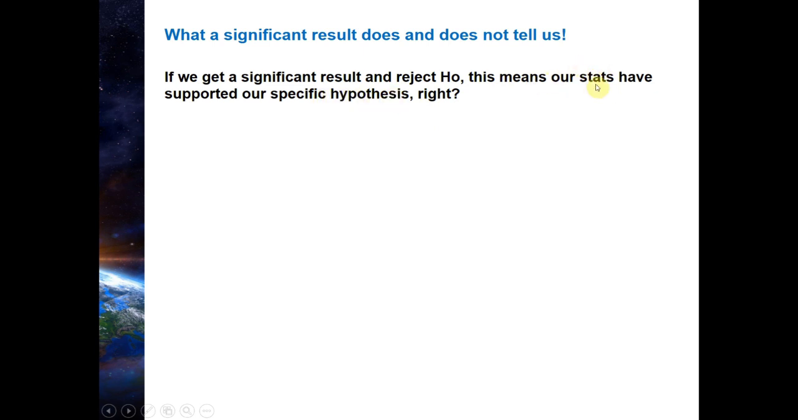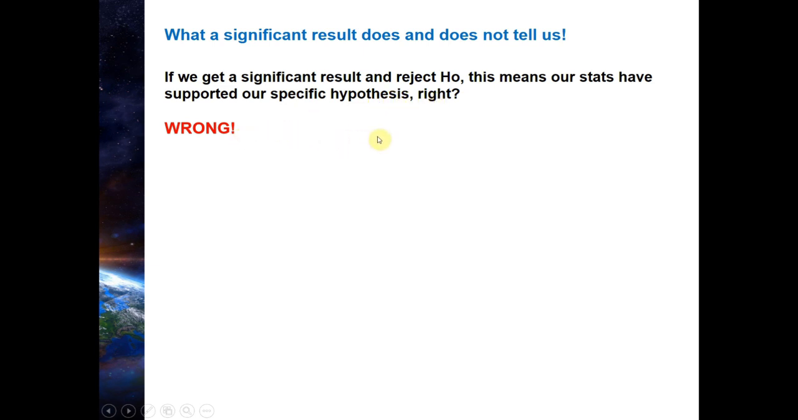Our statistics don't understand words. They don't understand what your specific hypothesis is saying. The only thing that your statistics are telling you is that you probably have sampling error plus something else. Wrong, by the way. I should have popped that up sooner. I'm not saying I'm wrong about what I just said. I am saying that this statement is wrong. If we get a significant result and reject H0, this means our stats have supported our specific hypothesis, right? And that's wrong.